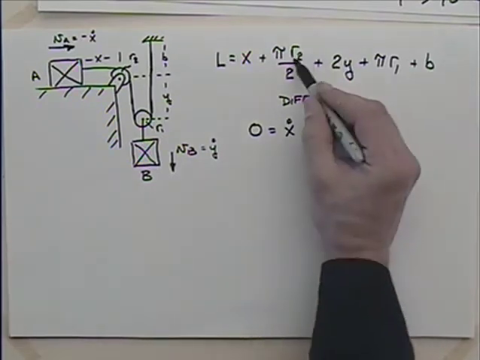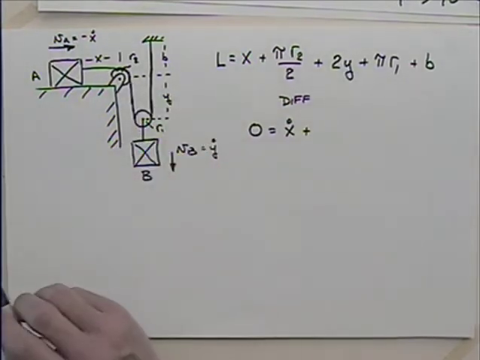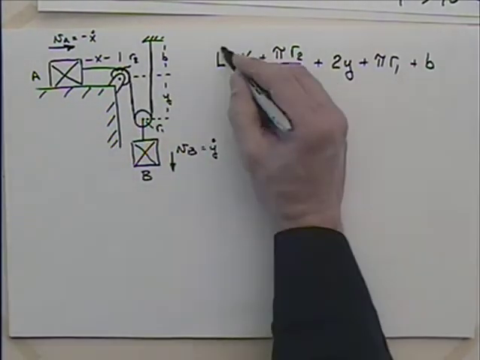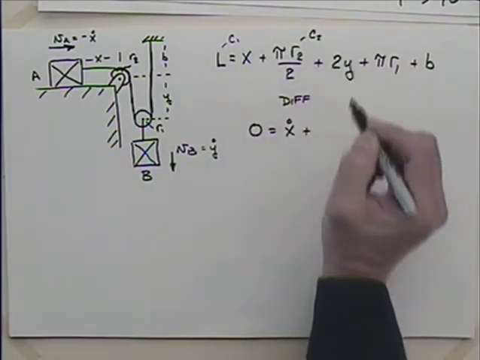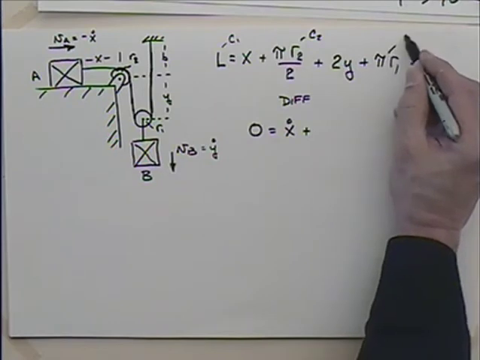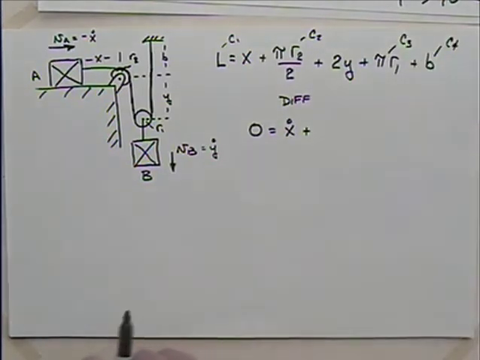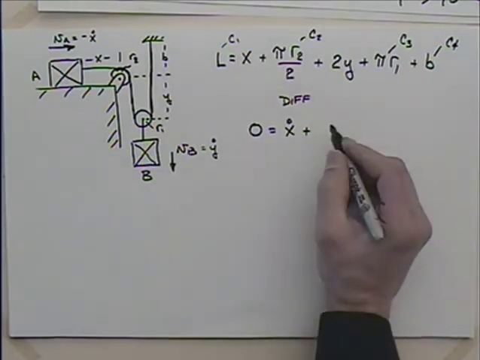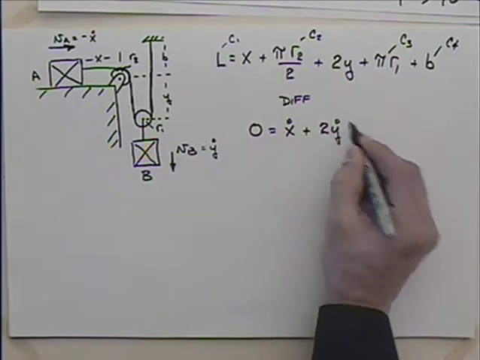plus, we said the distance around this pulley here, a quarter of that pulley, that should remain constant too, shouldn't it? So I mean, this is a constant, this is a constant. I guess if this is C1, this is C2. While we're doing this, this would be C3, and for that matter, B is a constant, C4, isn't it? So I'm really going to then just end up with plus 2 times y dot.